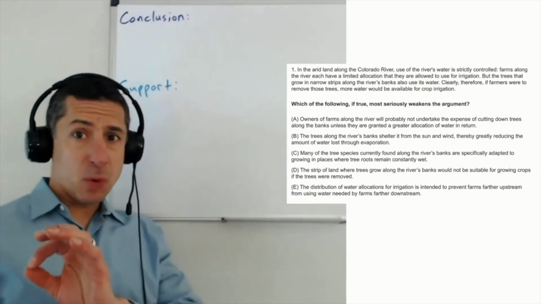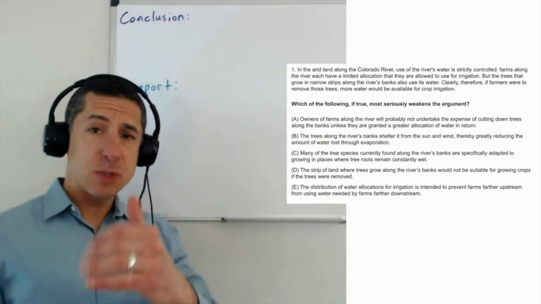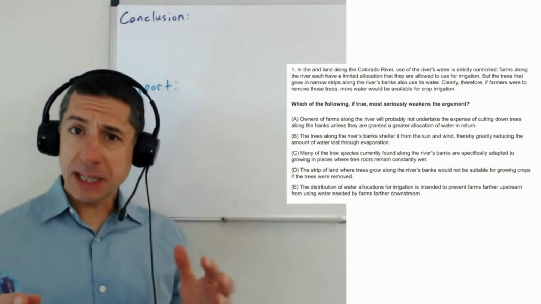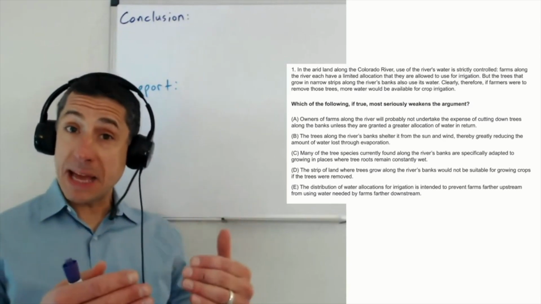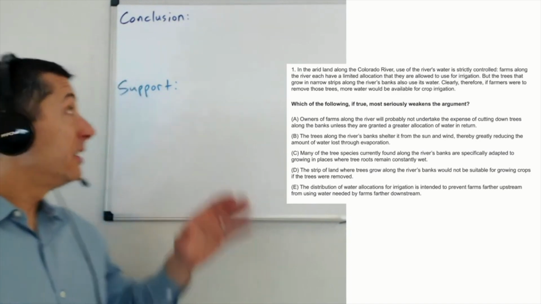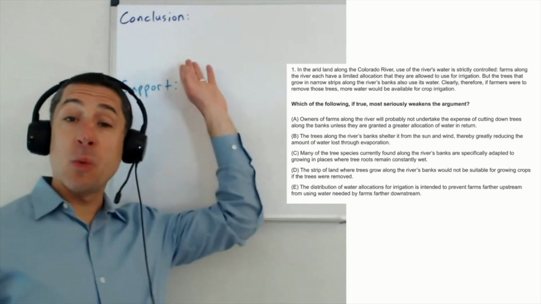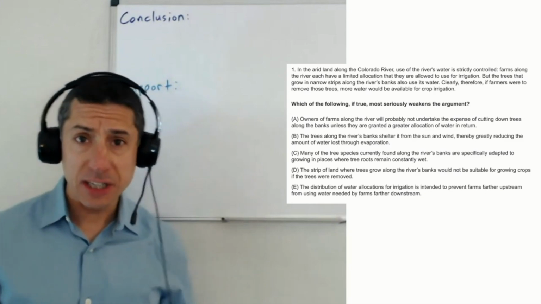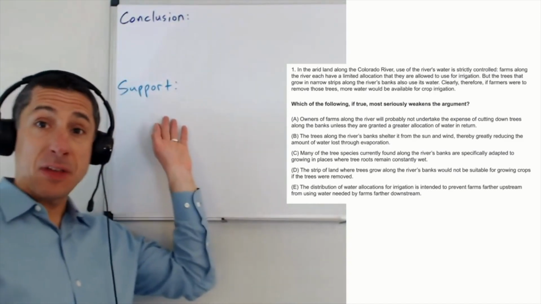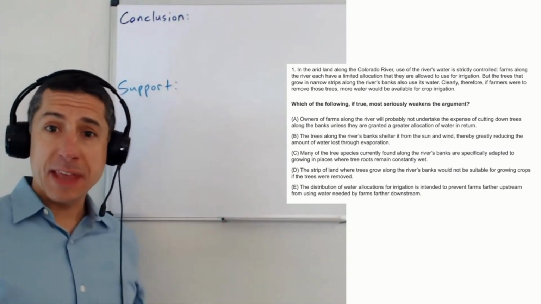And question type number 1, strengthen, weaken questions. This one's weaken. Nothing super complicated going on logically, but if you're going to weaken the passage or strengthen the argument, job number 1, make sure you're crystal clear about what exactly is the author's conclusion here. And then make sure you're crystal clear about how the author arrived at that. What's their support for that conclusion?